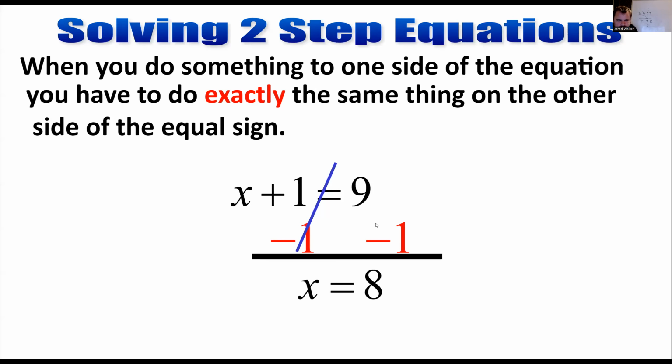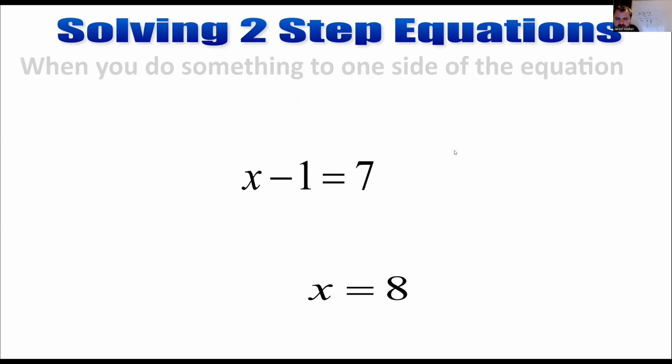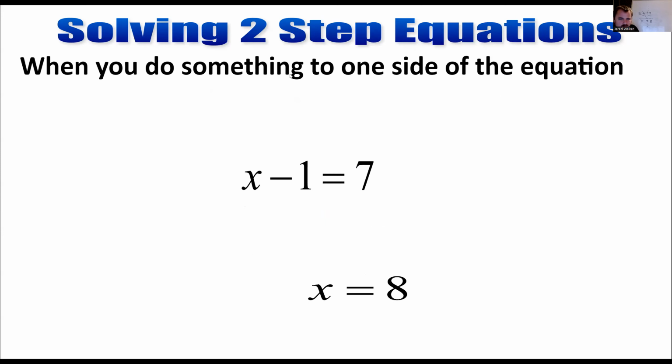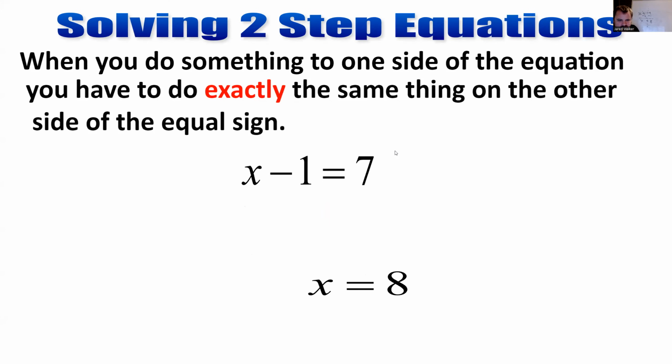All right. So this is an example right here. x plus 1 equals 9. You do -1, and you end up with x equals 8. All right, moving on. When you do something on one side of the equation, you do exactly the same thing on the other side.